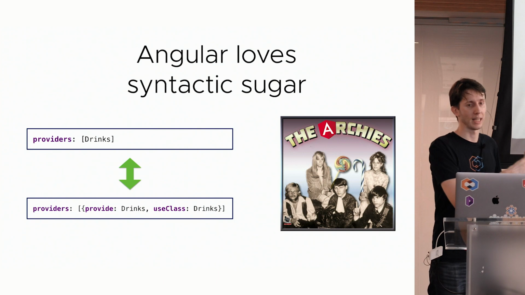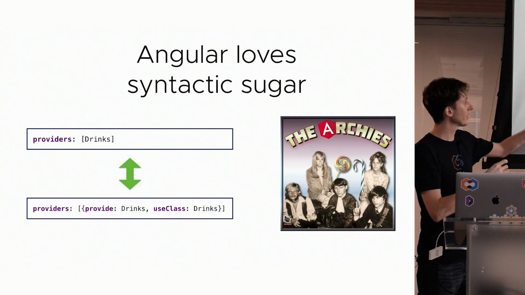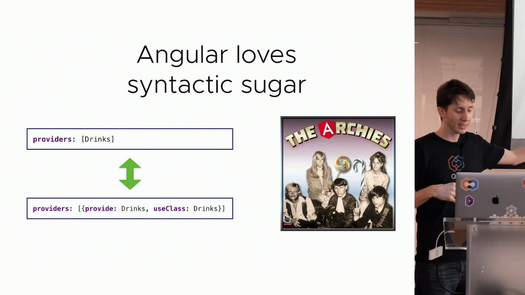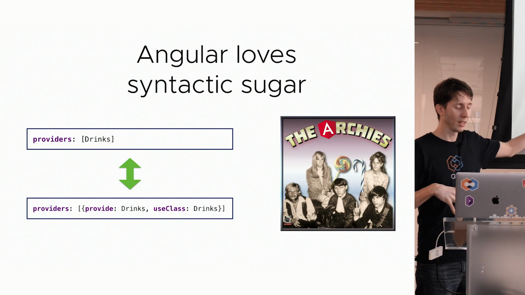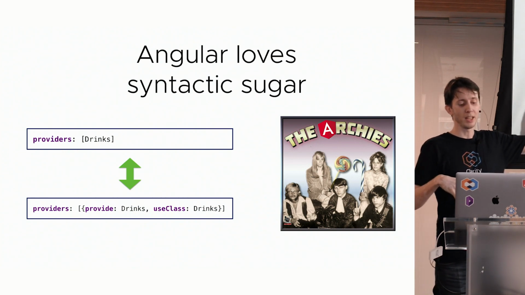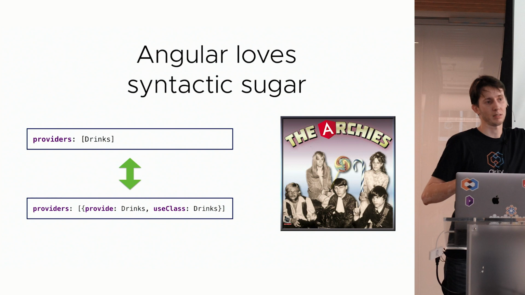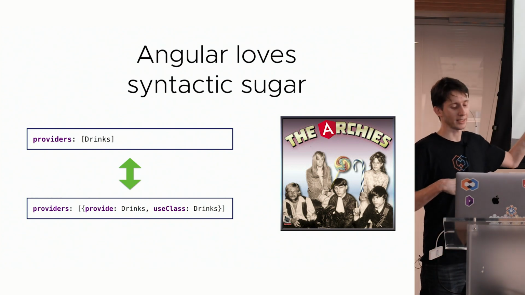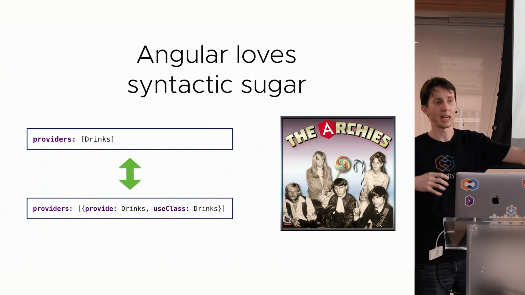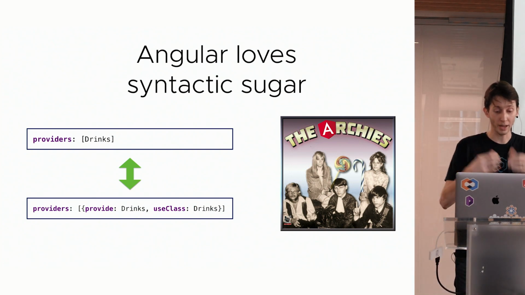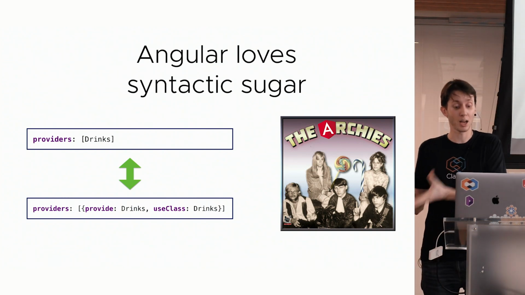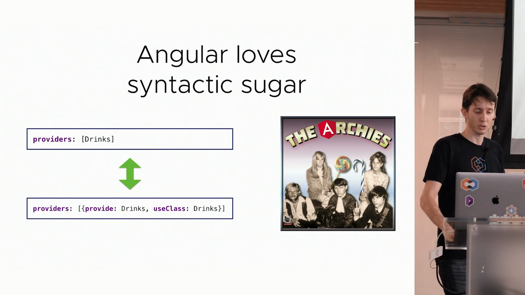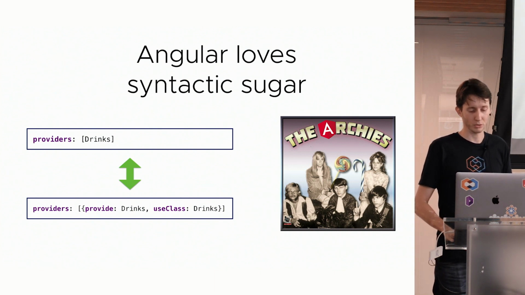This provide and use class reads as, when someone asks for the drinks class, that's the provide, then give them a new instance of the drinks class, okay? If I were to use A and B, if someone is asking for A, use a new instance of the class B. That's how you have to read that. The provide is just what are people asking for, and the use class is how do I give it to them. So we have this. Let's go back to still examples, because it's easier to visualize.